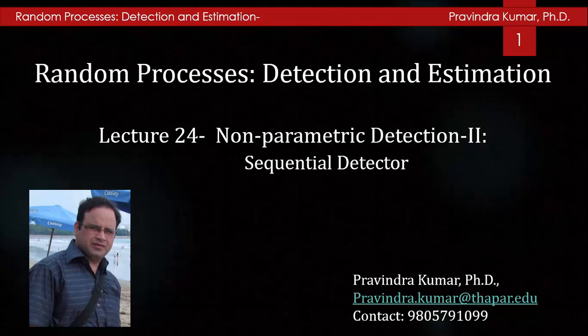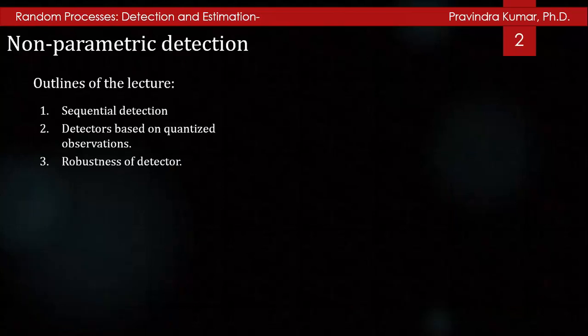In the previous lecture, we have discussed non-parametric detection, where we discussed the sign detector and the Wilcoxon detector. The sign detector counts the number of positive signs in the observation. The Wilcoxon detector is based on ranking. This ranking is directly proportional to the position of the positive values while accounting for the magnitude of the negative values. In this lecture, we will discuss the sequential detector, detectors based on quantized observation, and robustness of a detector.